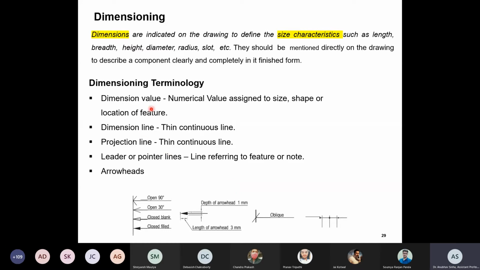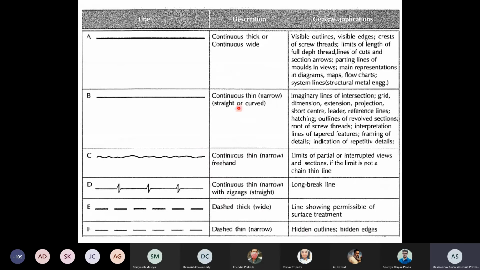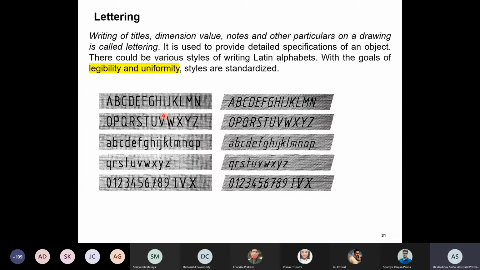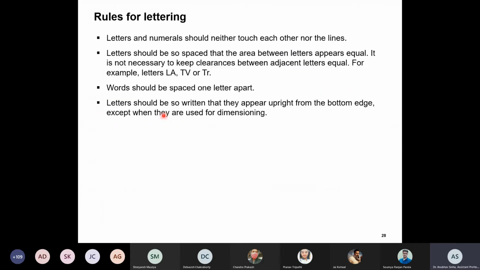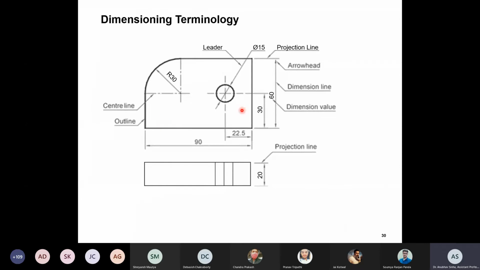So for dimensioning, we will use two types of line: dimension line and projection line. And again, both will be thin continuous lines, which you can see by going back to the previous slide where I've shown different types of line. Let me go back. So this is what is used for dimensioning. Thin continuous lines. Okay, moving on, yeah, this is the example.